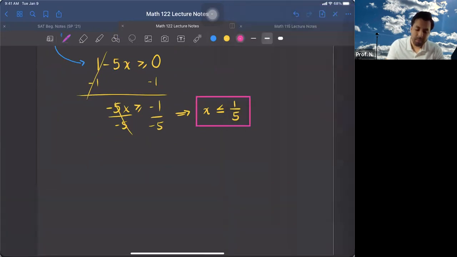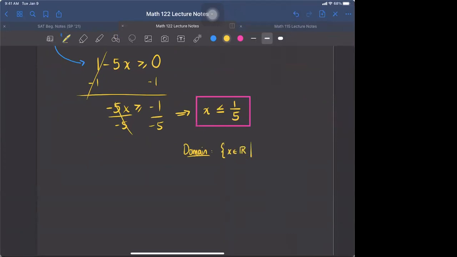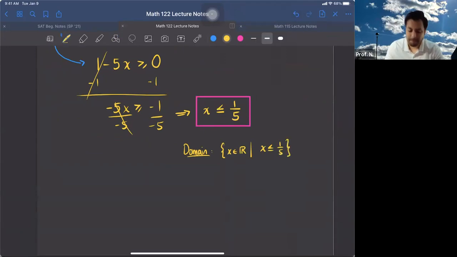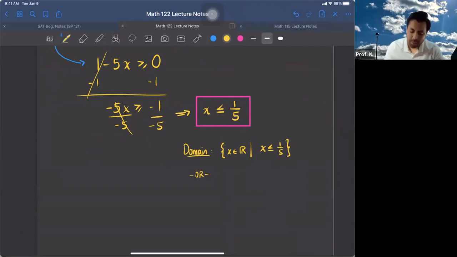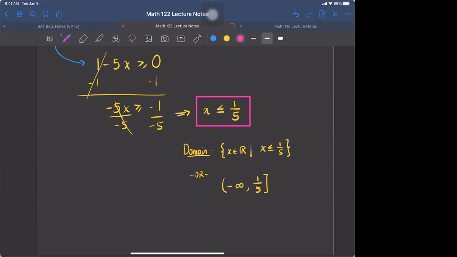So then my domain I can write in two ways. I can write it by saying that my domain is all the x values that are real, such that x is less than or equal to 1/5. Or the interval would be negative infinity to 1/5, and we include 1/5, so we have a square bracket. It's less than or equal to.